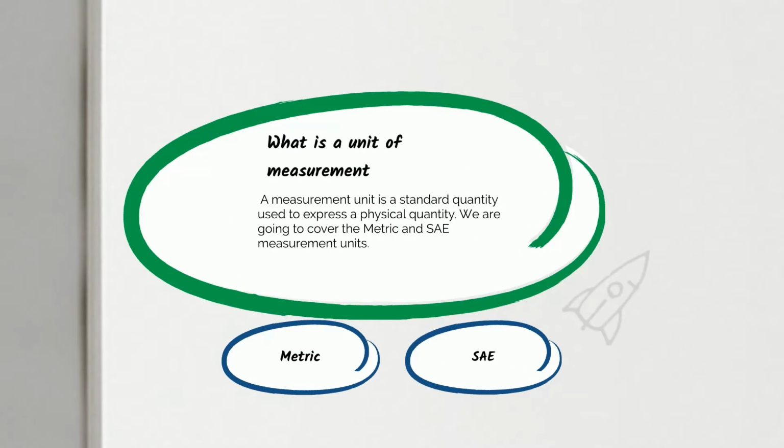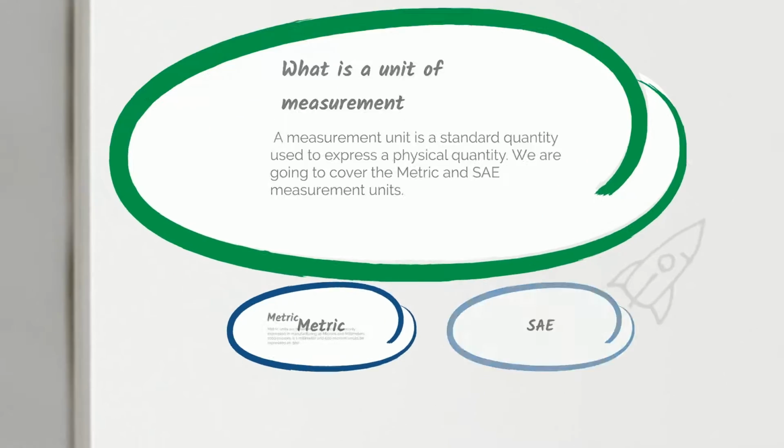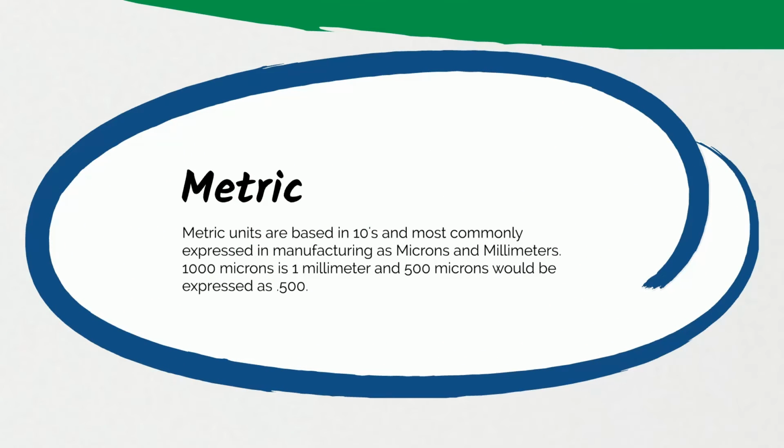A unit of measurement, or a measurement unit, is a standard quantity used to express a physical quantity. We're going to cover the metric and SAE measurement units today. So, metric units are based in tens and most commonly expressed in manufacturing as microns and millimeters. 1,000 microns is 1 millimeter, and 500 microns would be expressed as 0.500. Most of the world uses the metric system, and so this is going to be one of the more common views.